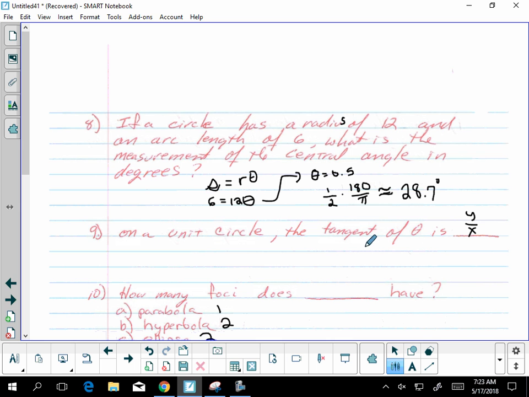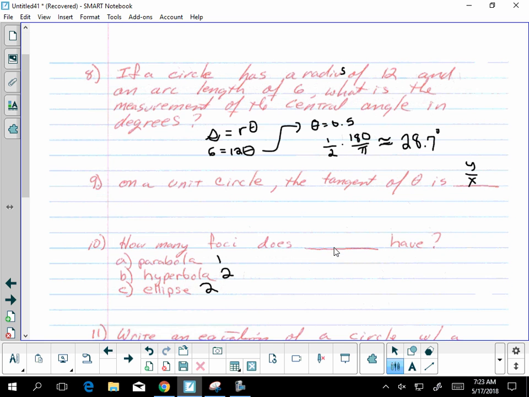On a unit circle, the tangent is just your y-coordinate over your x-coordinate. Your sine is your y-coordinate, your cosine is your x-coordinate. How many foci does a parabola have? Well, a parabola only has one focus. A hyperbola has two, and an ellipse has two.